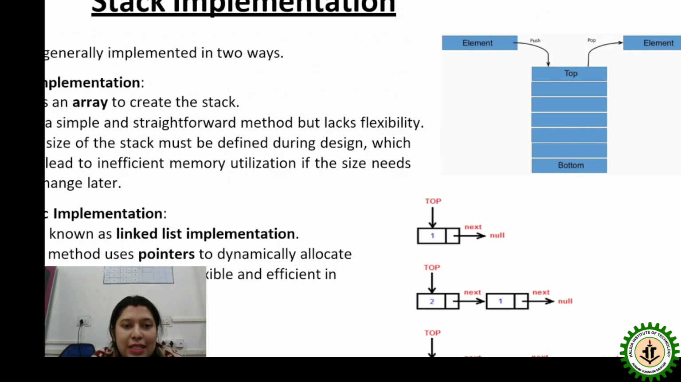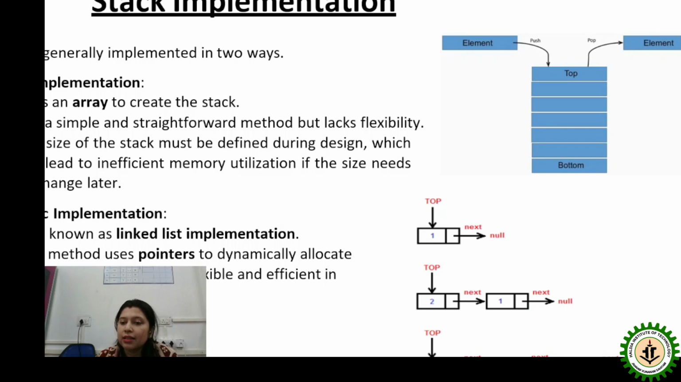Now, stack implementation. Stack is generally implemented in two ways. One is static, and the other one is dynamic. So, what is static? Static implementation means we are using an array to create a stack, and it is a simple, straightforward method but lacks flexibility. The size of the stack must be defined during design. That means we have to define the size of the stack before running the program.